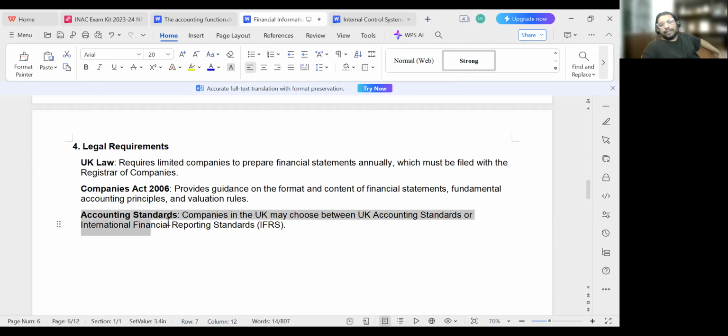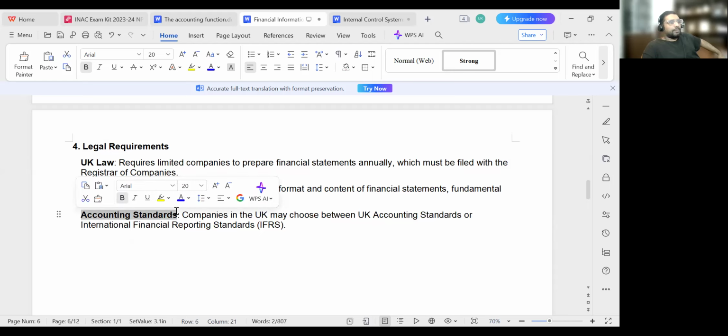Then we have accounting standards. We have two types of accounting standards. One is that each country has got its own accounting standards. Like the UK has its own accounting standards, and the US has its own accounting standards. And then there is an international body with the name of IASB, the International Accounting Standards Board, which is trying to do the convergence.